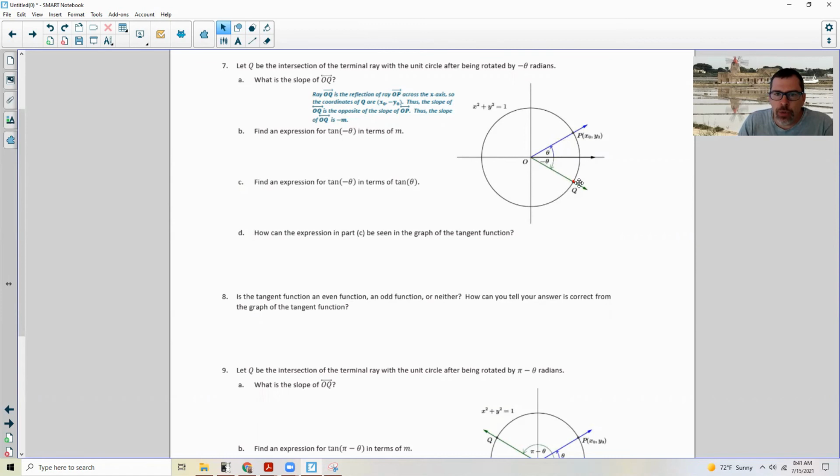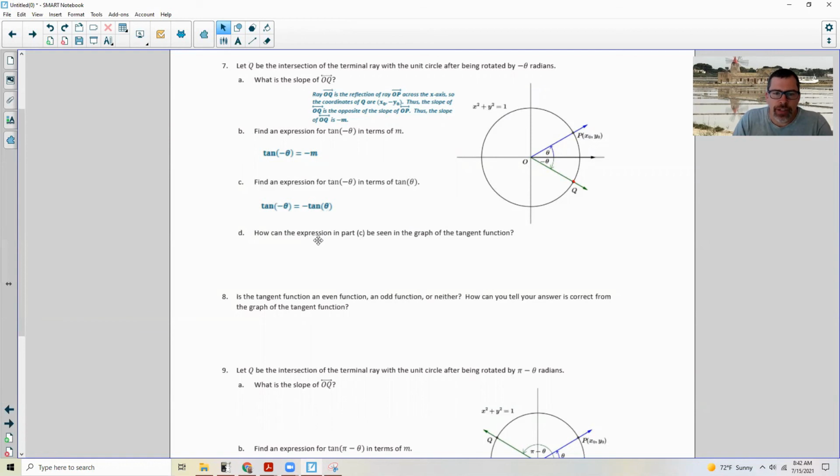Well, if this is equal to m, then the tangent of negative theta equals negative m, since it's the opposite of the slope of OP, which was m. Part C says, find an expression for tan negative theta in terms of tangent theta. Well, if tangent theta is m, then tangent of negative theta is equal to the negative of tangent theta. So tan negative theta equals negative tan theta.